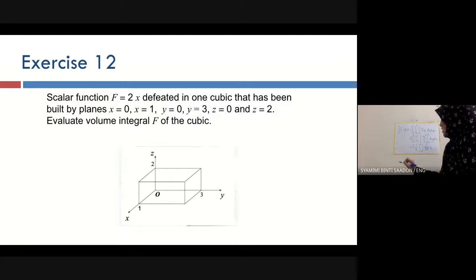Okay, here. Okay, cut out. So we have ∫ 3 dz from 2 to 0. So just integrate this and you get finally equals to 6. Okay. So that is a volume integral of the cubic just now.